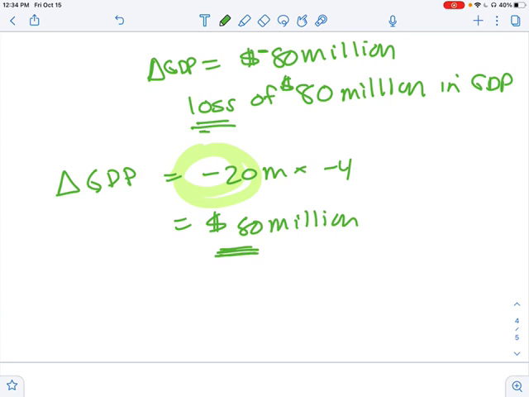And again, it makes sense that if you cut taxes, households and businesses have more disposable income, and they're going to spend that money on the things that they want for their households or they want for their businesses or that they need.